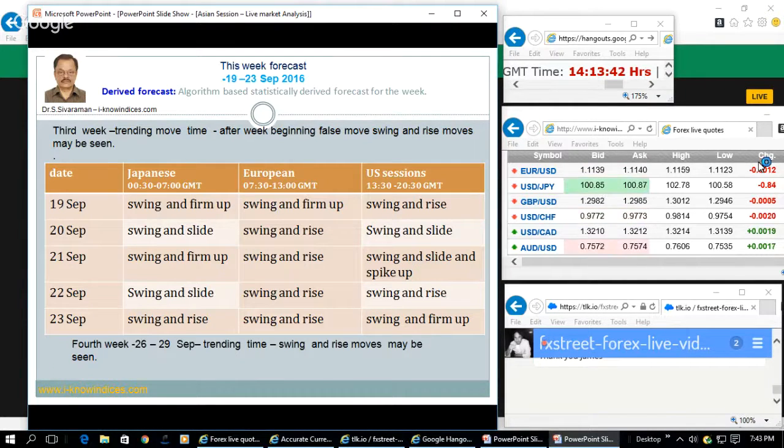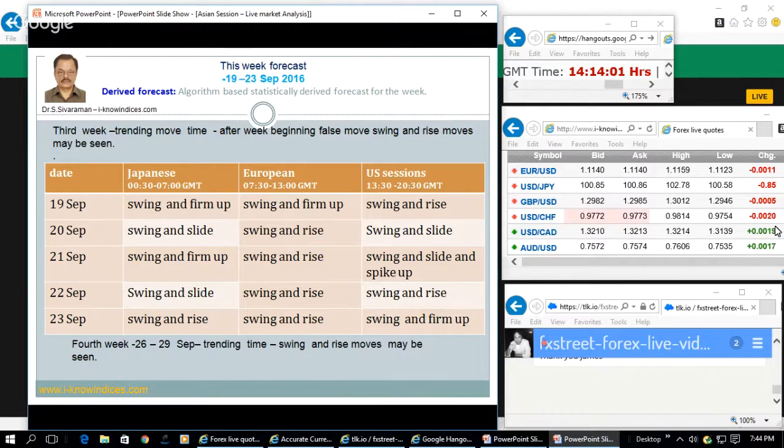So as you come across, they are showing negative net change in all the four majors, Euro, GBP, USDJPY, and USDCHF. They are showing negative net change, which is a contrarian move. They try to make it in order to handle the crosses.